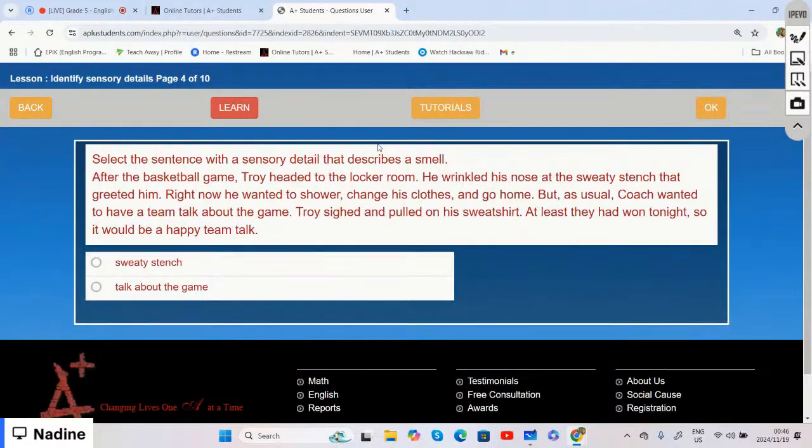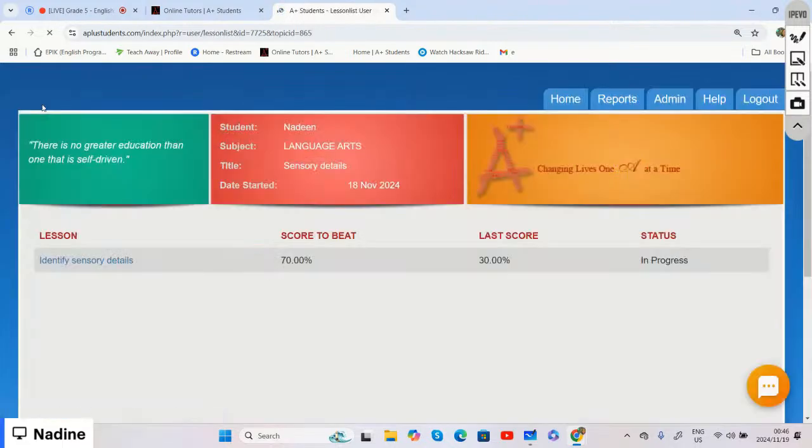Well done. All right, so this is the end of our lesson on identifying sensory details. We see that writers make stories or scenes interesting by using sensory details to make us imagine how something smells, tastes, or feels, by using the five senses.